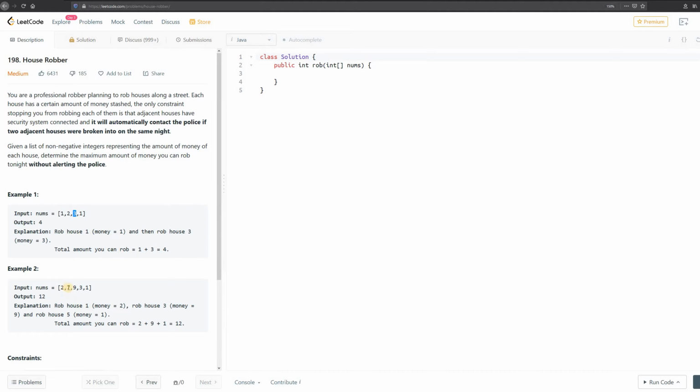Similarly over here we have 2, 7, 9, 3 and 1. So 2, 9 and 1 can be robbed, which will give me 12. 2, 7 and 3 can be robbed, which will give me 10. 2 along with 3 can be robbed, 2 along with 1 can be robbed, 7 and 1 can be robbed. So there are several combinations that can happen.